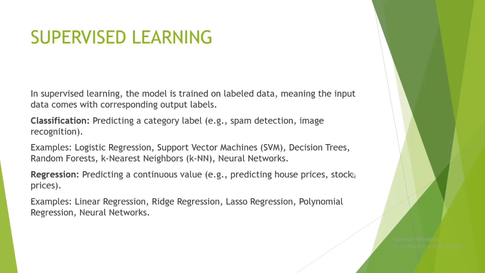So first we will see supervised learning. In supervised learning, the model is trained on labeled data, meaning that input data comes with corresponding output labels. Classification and regression are the main approaches of supervised learning. Classification is predicting the category label, and regression means predicting a continuous value, like house prices and stock prices. Some examples are linear regression, ridge regression, polynomial regression, and neural networks.